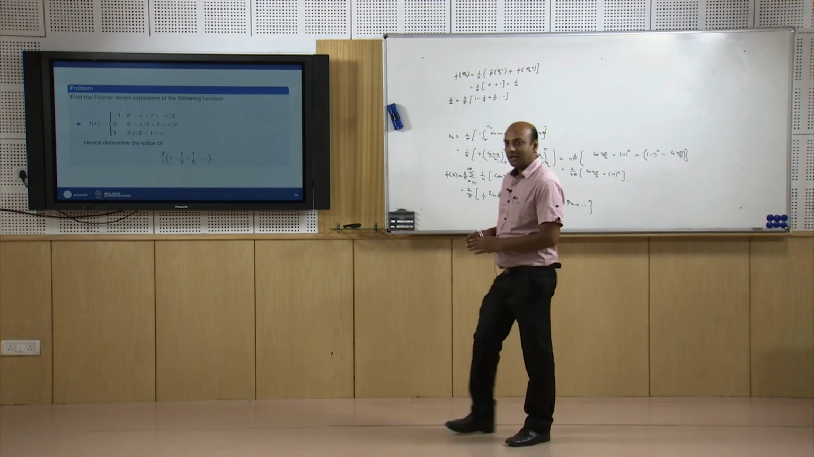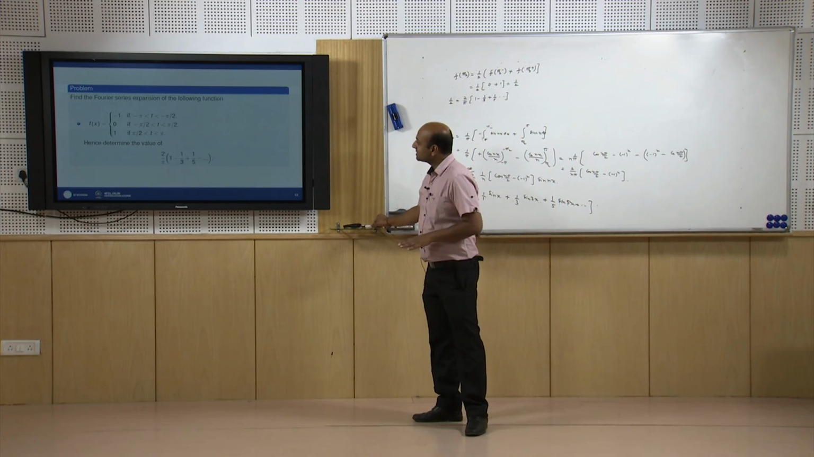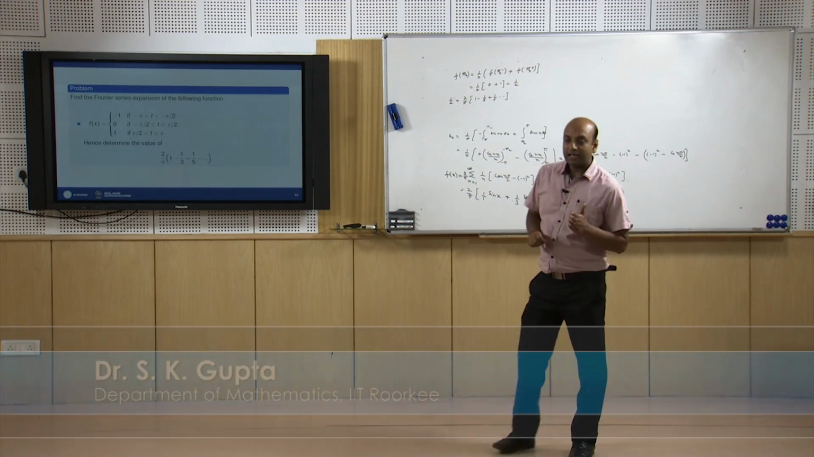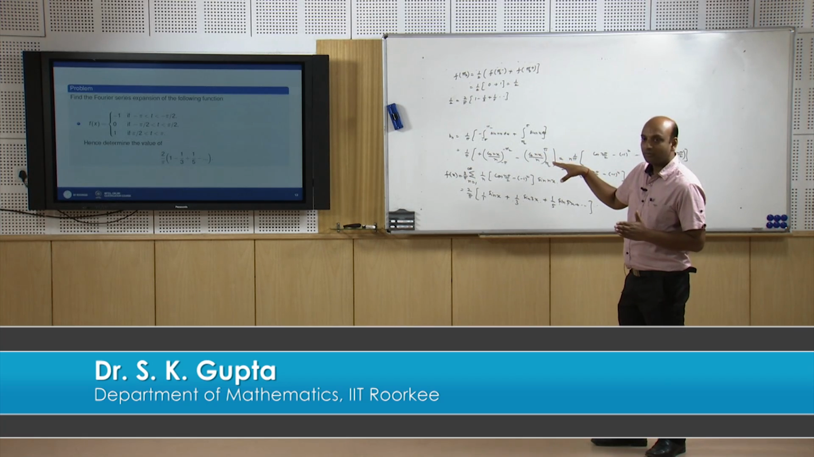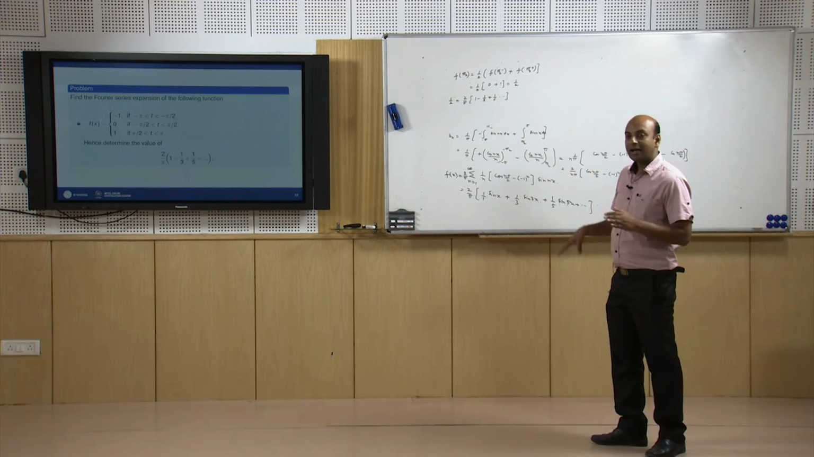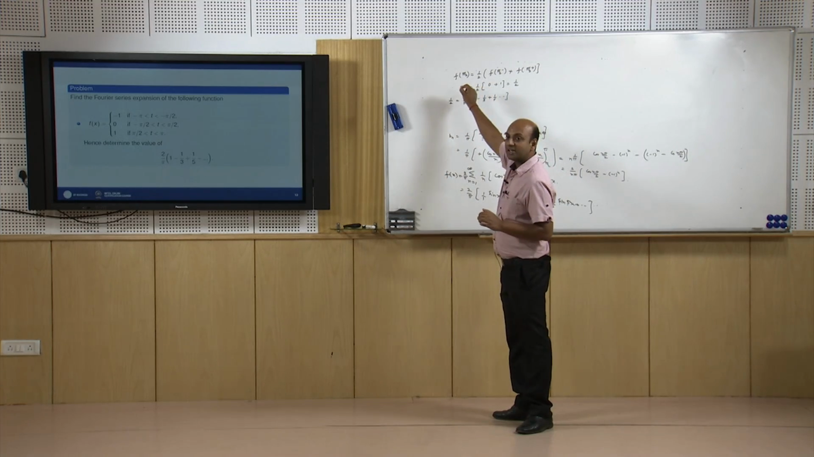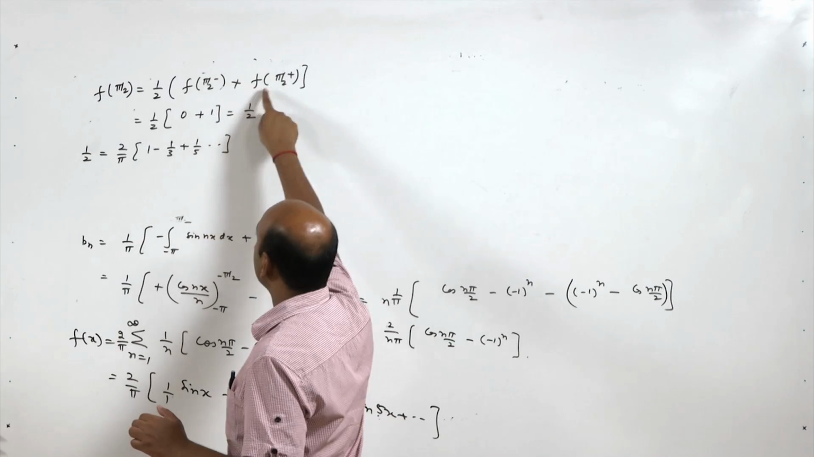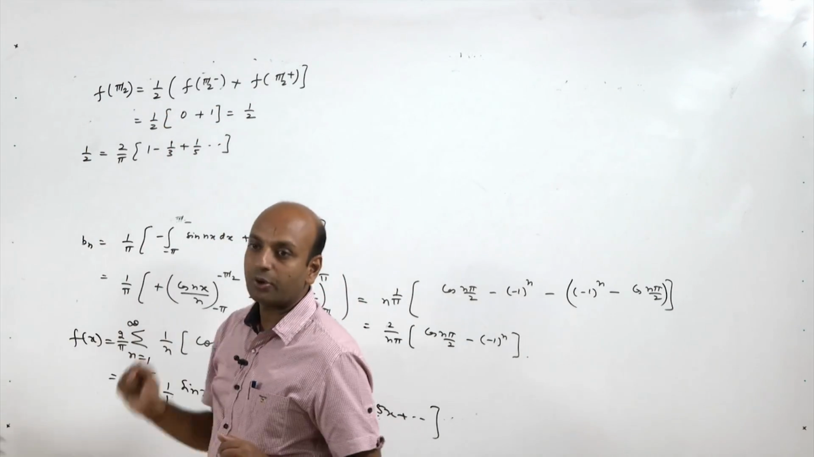So, in this way if you want to find out the Fourier series, we first have to find out a naught, a n and b n, and if we want the value of the series expression, we have to substitute x as a point where the function is discontinuous, then you first find f x naught minus, f x naught plus, and the average of these two will give the value of the function at that point.